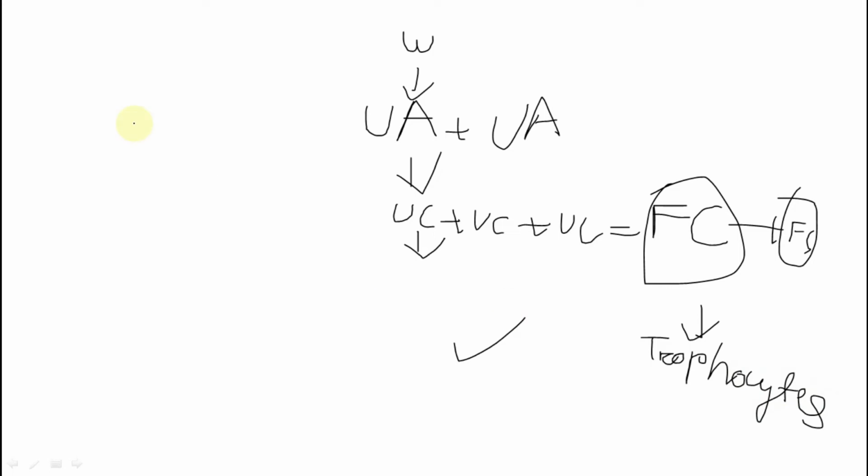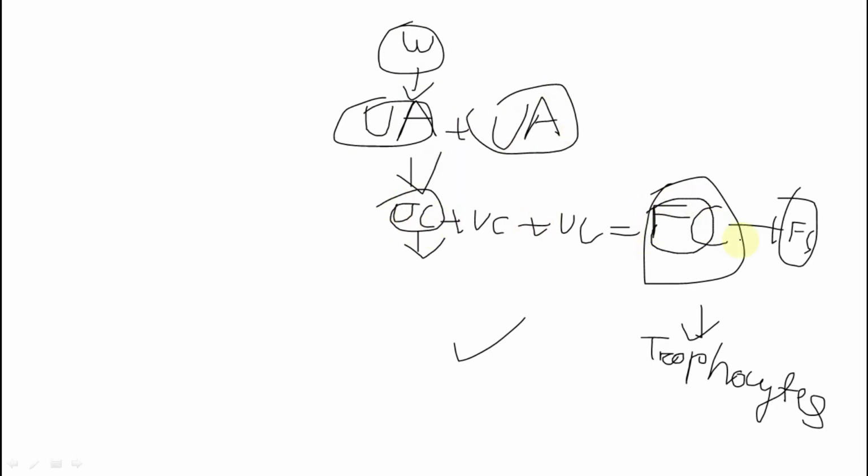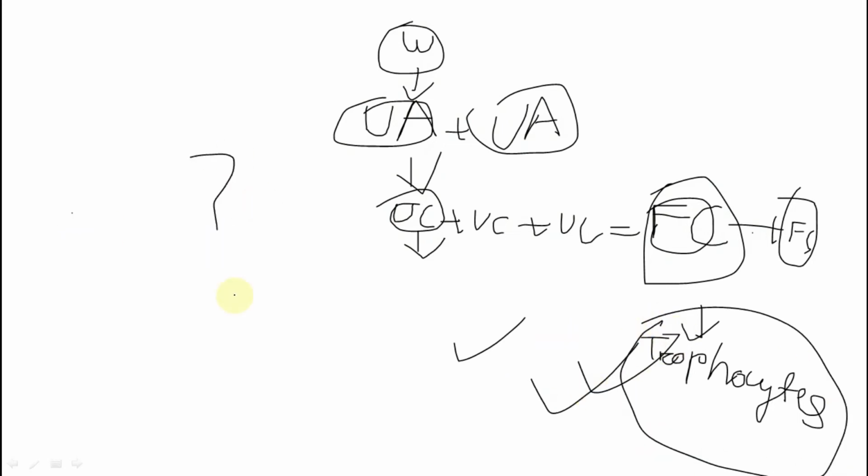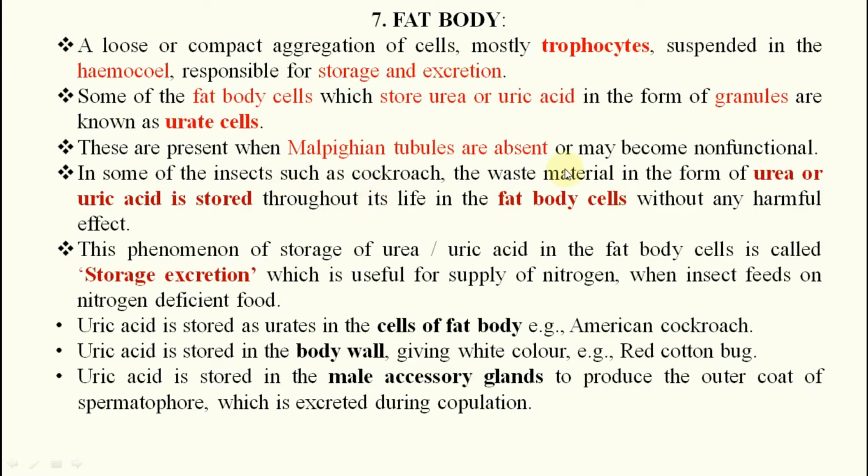Yes or no? Yes, sir. Waste product were there in the form of uric acid. Uric acid combined became urate cells, fat body. So fat body cells combinedly known as trophocytes. Clearly understood, or any doubt is there? Clear? Yes, sir. Okay. You see fat body cell will be there without any harmful effect. Yes or no? That means they are storing this uric acid but without causing any kind of harmful effect of this particular toxic component. Okay. So this particular phenomenon of storage of urea or uric acid in the fat body cell is called as what? Your storage excretion.